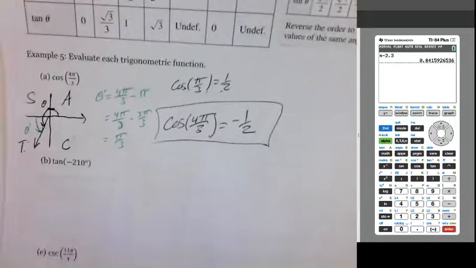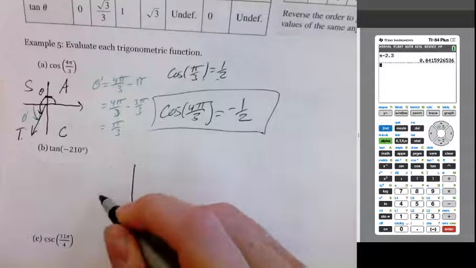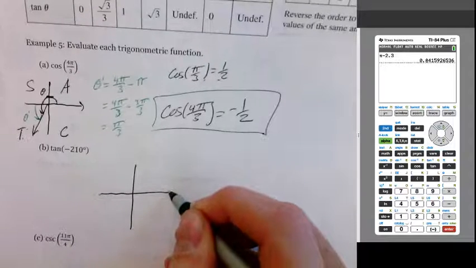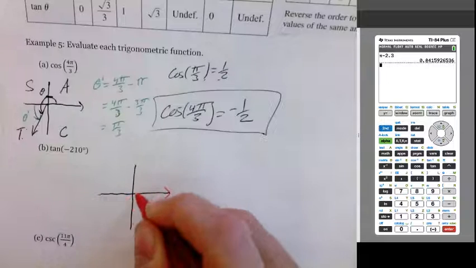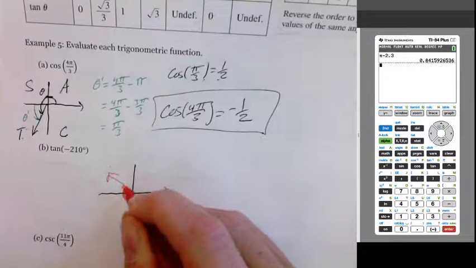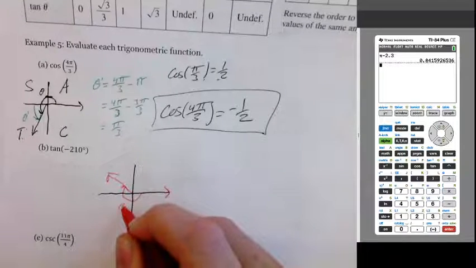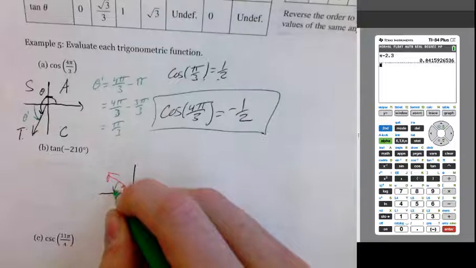All right, let's try it again with this tangent of negative 210 degrees. I'm going to draw a quick sketch of where we're at. Negative is going to go in the clockwise direction. 180 is halfway around, so we're a little bit past that here. So that's theta. Theta prime is going to be this angle here.